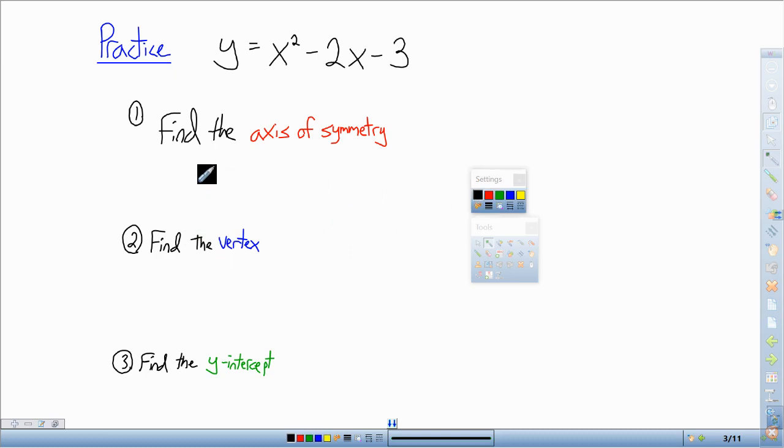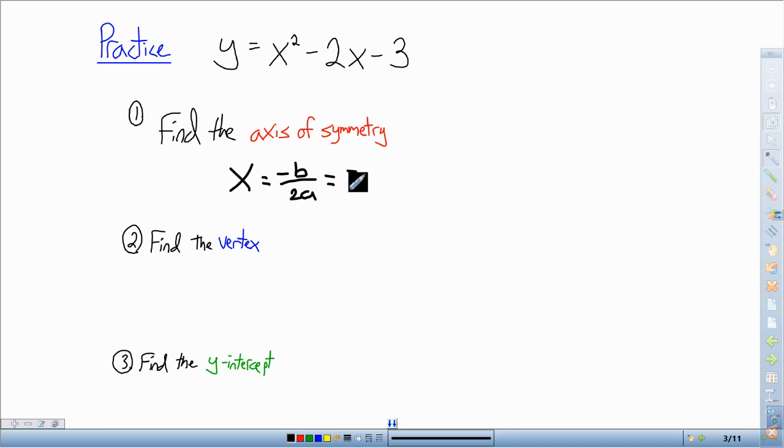Okay, so my axis of symmetry, just a reminder, x equals negative b over 2 times a. So negative, my b value is a negative 2. Don't forget that negative, that's part of the little formula here. On the bottom, 2 times a, my a value is that invisible 1. So double negative, I'm getting a positive 2 over 2. So it looks like x is going to equal 1.